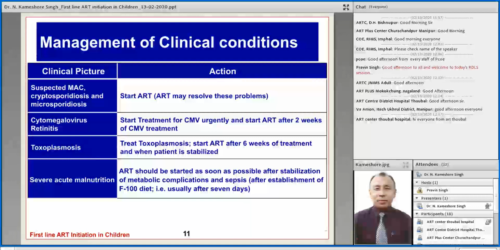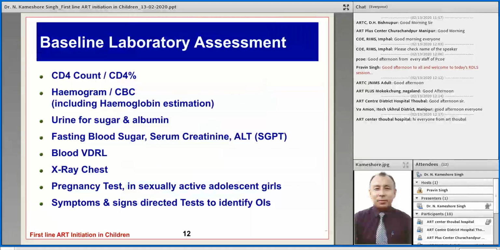Toxoplasmosis: we also start treatment of toxoplasmosis first and start ART after 6 weeks of treatment, when the patient is stabilized. In case of severe acute malnutrition, that is SAM, ART should be started as soon as possible after stabilization of metabolic complications of SAM and sepsis. That usually happens after 7 days and after establishment of the F100 diet.